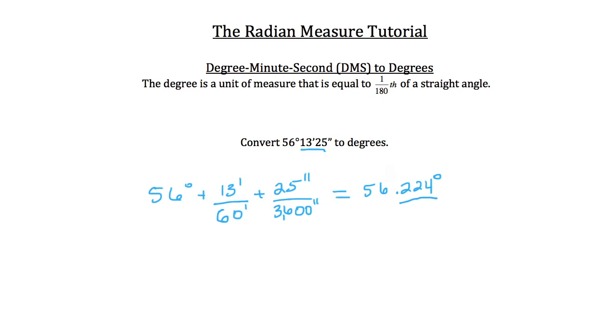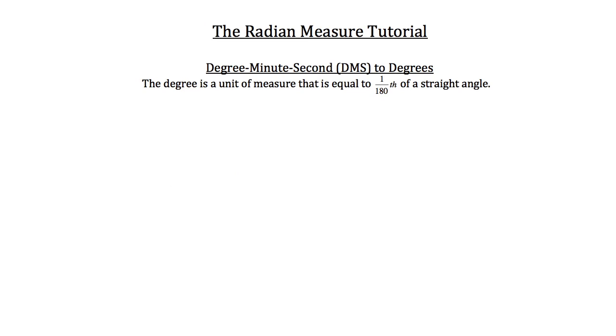Now let's take a look at a problem that asks us to go the opposite direction. So in this problem, they're giving us degrees, and they'd like us to convert it to degrees, minutes, and seconds, and that's often abbreviated as DMS. So what you want to do in this case is take a look at the whole number of degrees that you have already. We already have a full 26 degrees. So I'm going to write that over here off to the left.